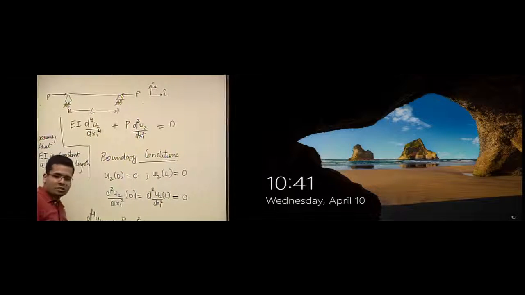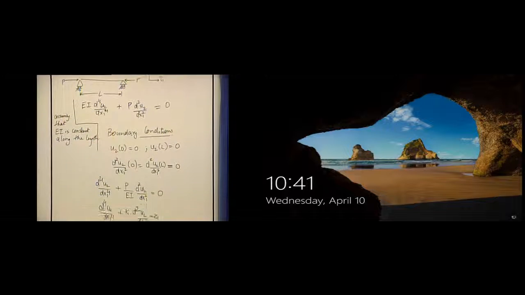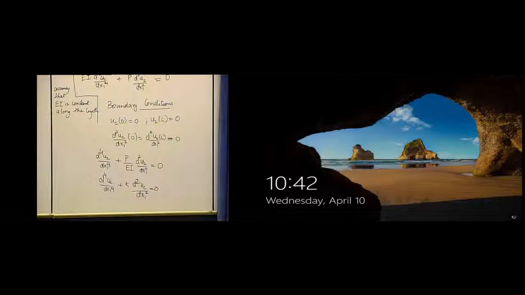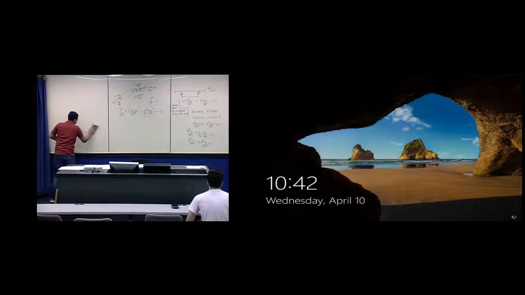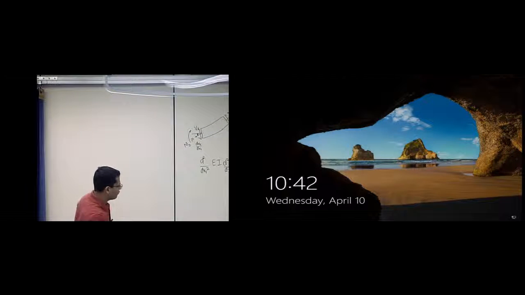So we rearranged some terms in the governing differential equation. Then we said P over EI is k squared, just to simplify this equation. Now let me erase this. We have seen that equation before. It's essentially a fourth order differential equation.